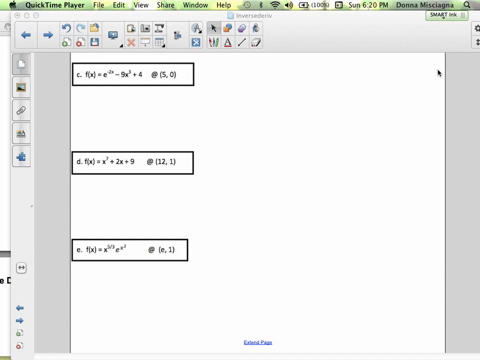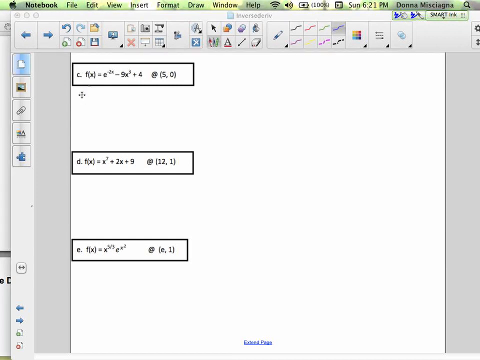All right, let's try a few more. All right, so we're looking here. Reminder, we're going to find the derivative of the inverse and then evaluate and write the equation of the tangent line. All right, so we want to find f inverse of 5, right? Because this is our inverse value, all right?